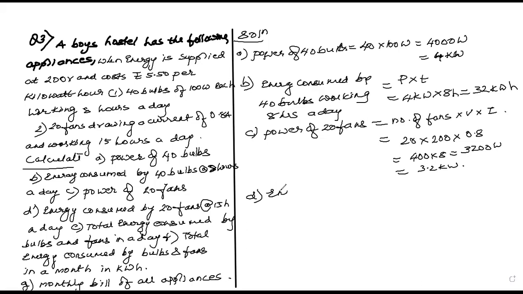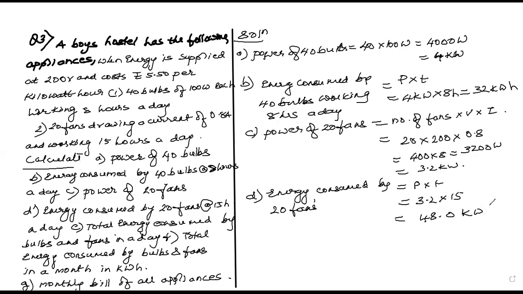So energy consumed by 20 fans is equal to, how much will it be? Power into T. 3.2 into 15 hours. Okay. So 15 twos are 30, 15 threes are 45, 48 kilowatt hour. The energy consumed by 20 fans is 48 kilowatt hour.